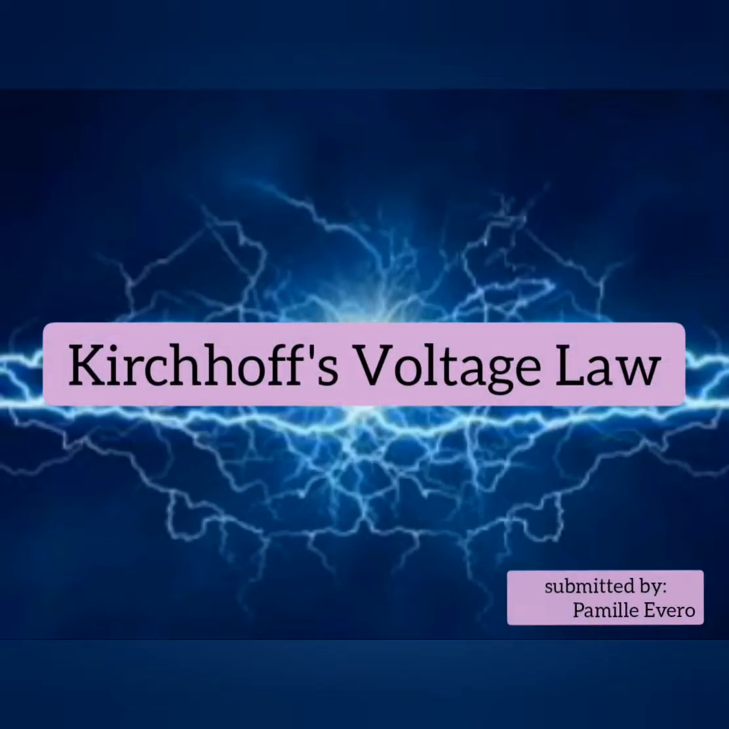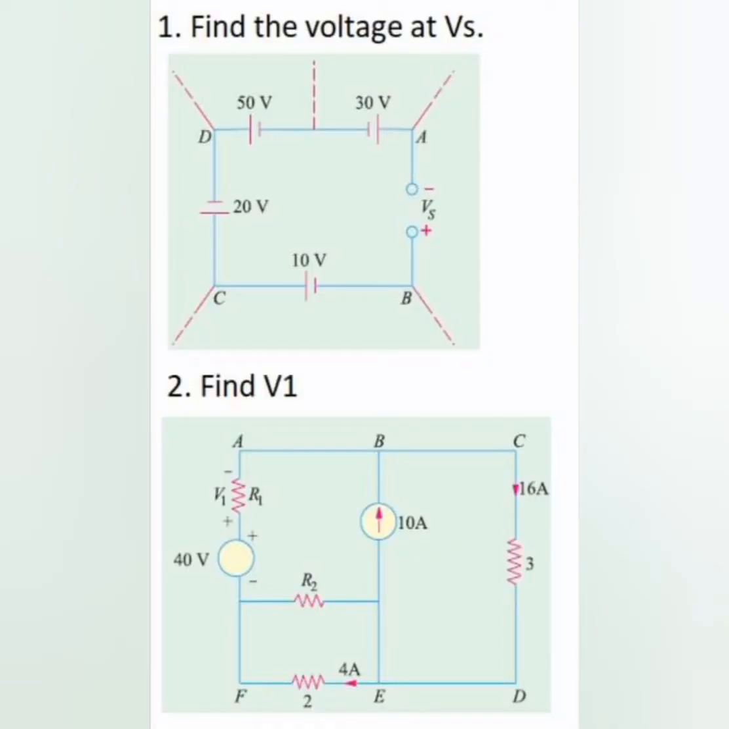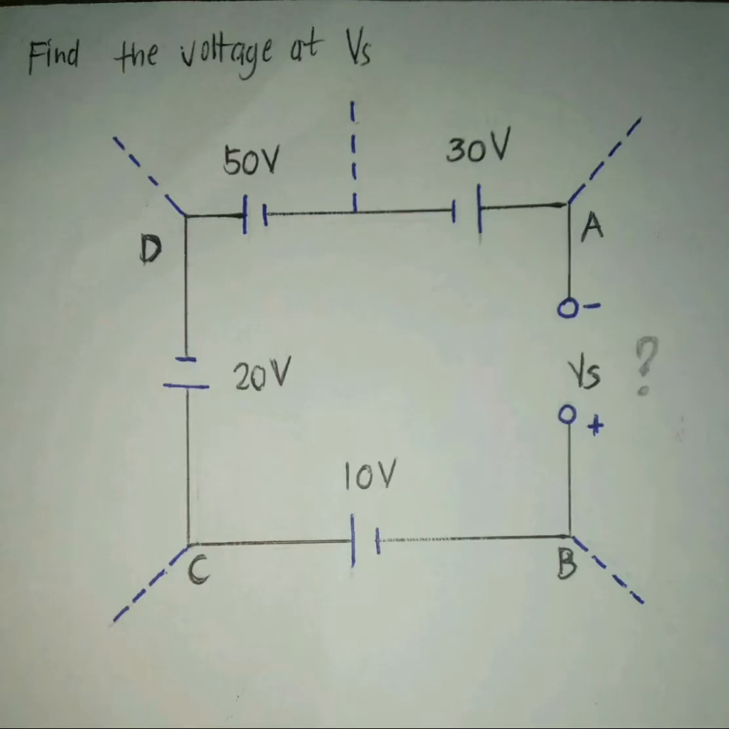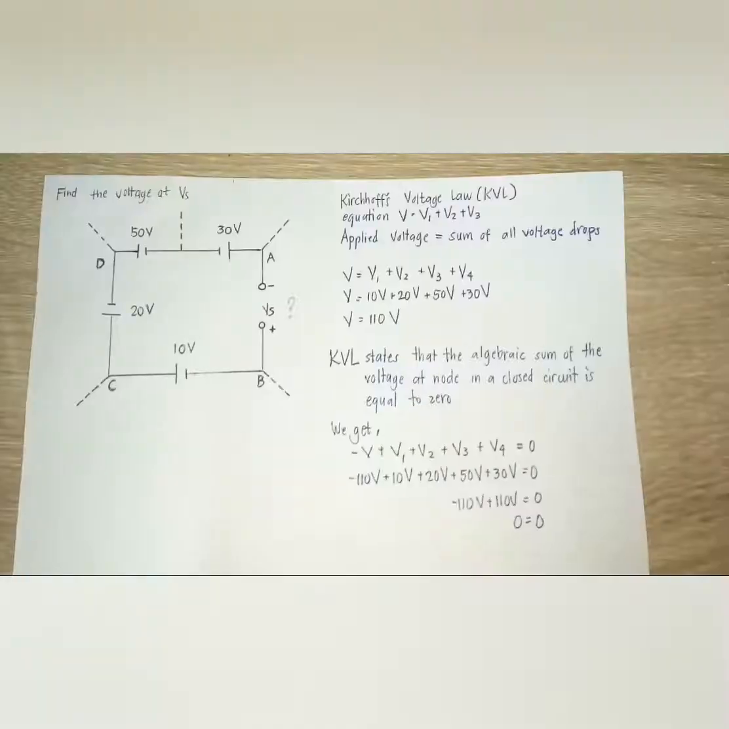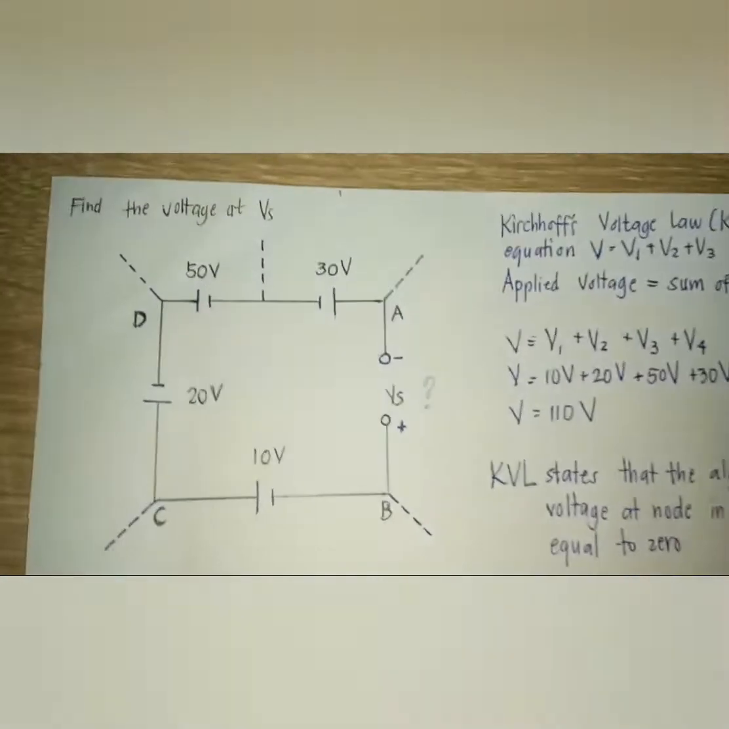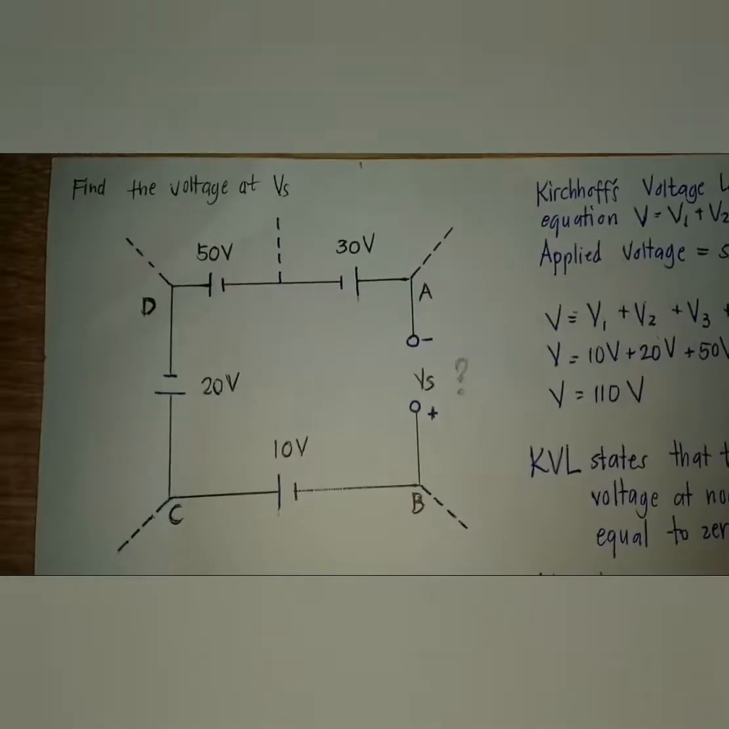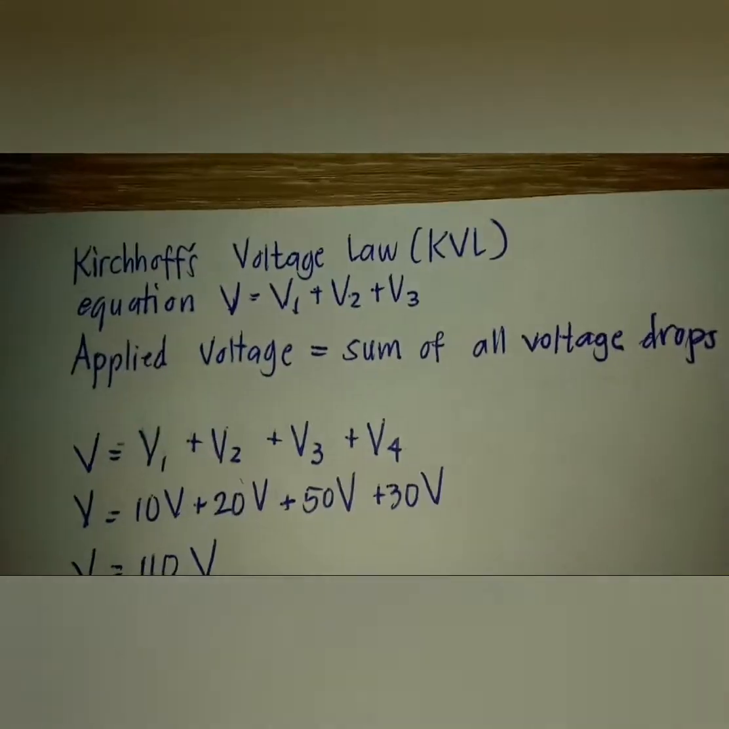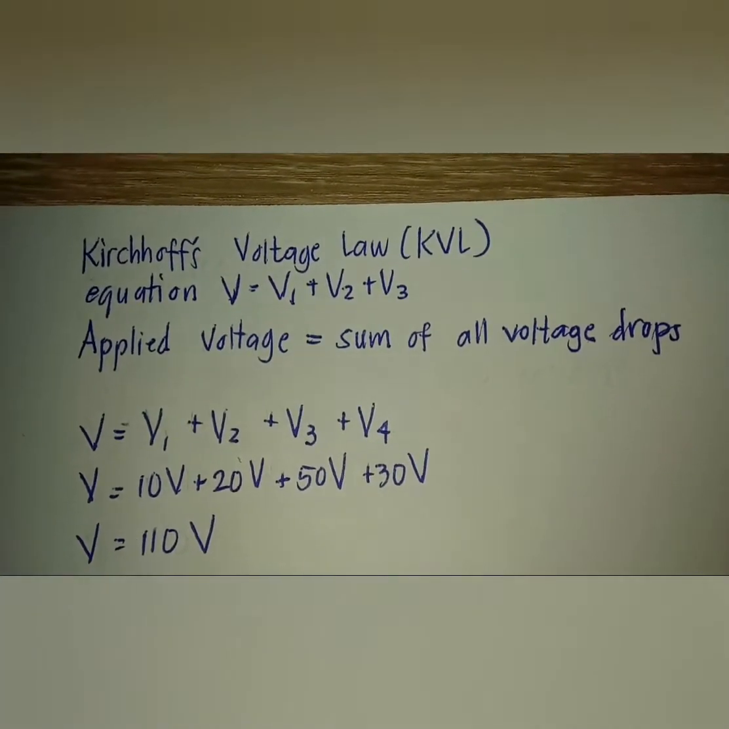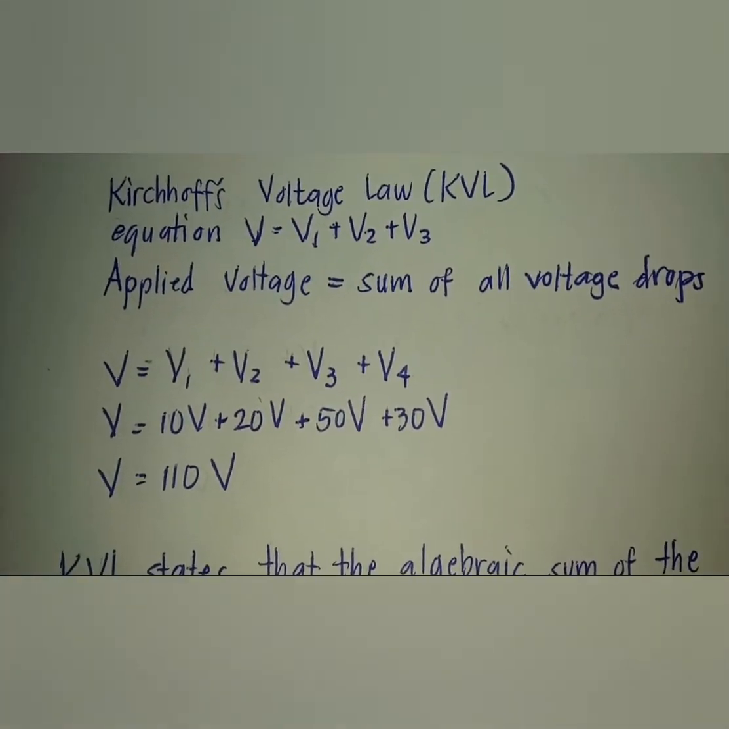Kirchhoff's voltage law. First, we will find the voltage at Vs, then find V1. This is the first diagram where we will find the voltage at Vs. Kirchhoff's voltage law, KVL, equation: V equals V1 plus V2 plus V3.